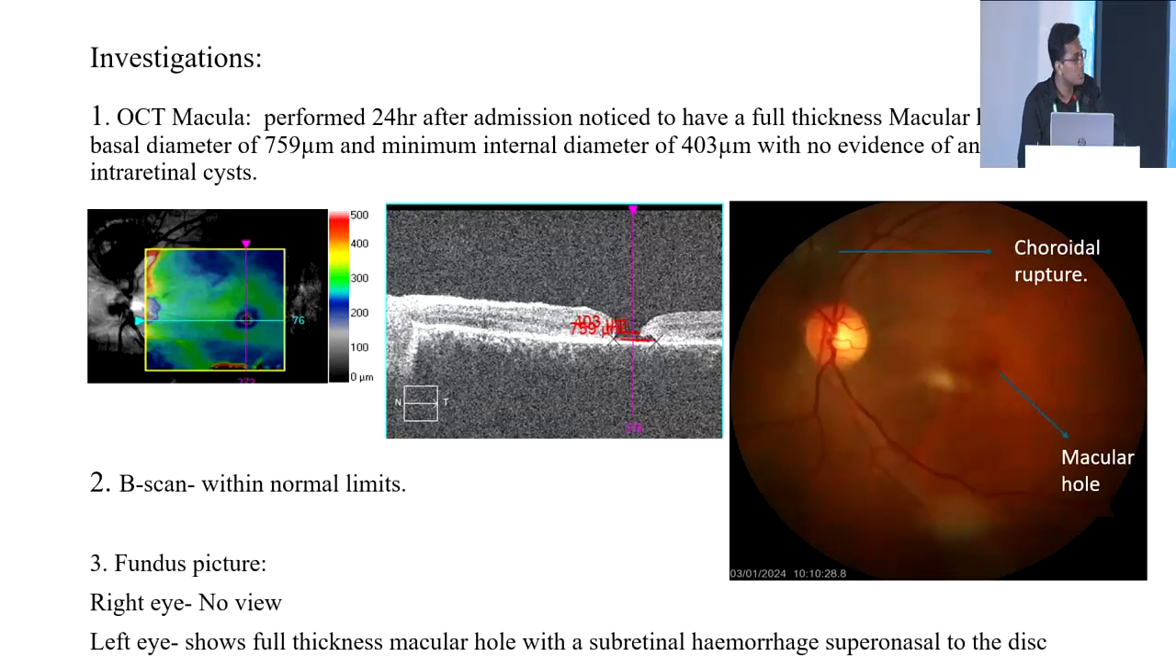For investigations, we performed OCT macula 24 hours after admission and noted a full thickness macular hole with basal diameter of 759 micrometers and minimum internal diameter of 403 micrometers with no evidence of any intraretinal cysts. B-scan was within normal limits. Fundus picture, right eye, there was no view. The left eye shows a full thickness macular hole with a subretinal hemorrhage supranasal to the disc, which we suspect to be a choroidal rupture.